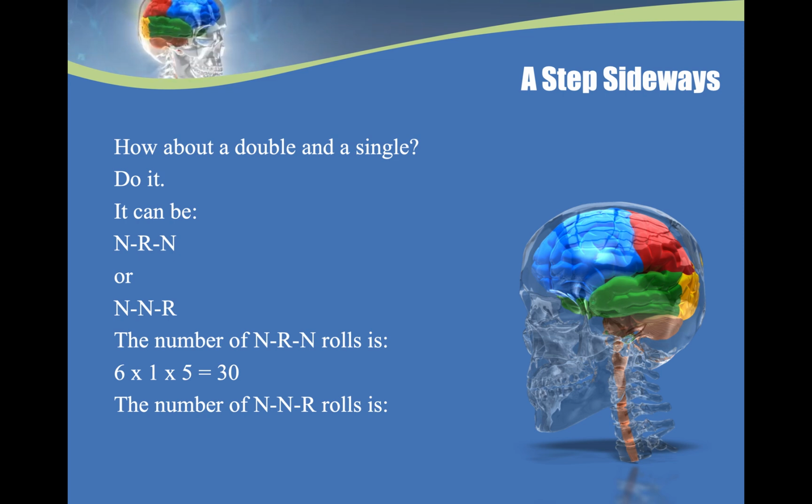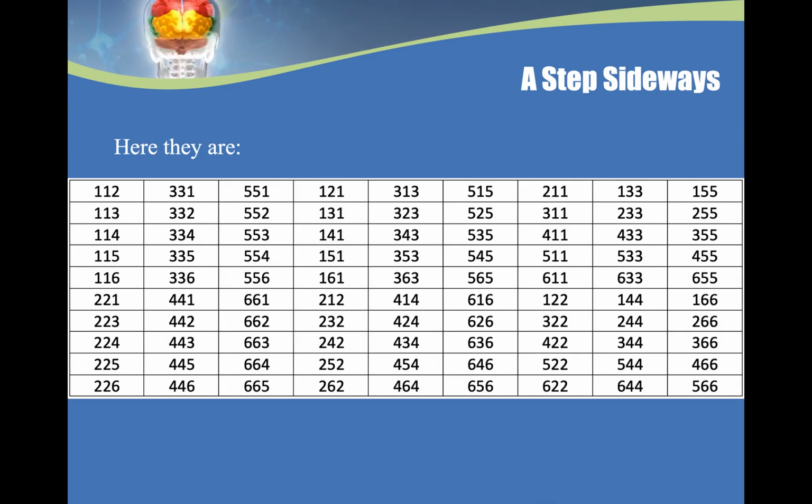New, new, repeat. First number is a 6, then has to be a new one. There's 5 remaining numbers. Then the repeat can repeat either the first or the second. So there's 2 possibilities there. So there's 60 that are new, new, repeat. That's a total of 90.